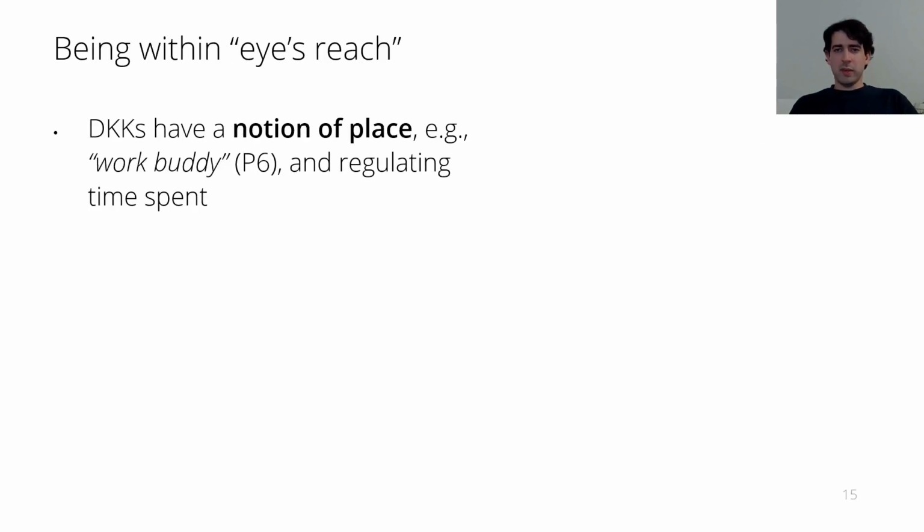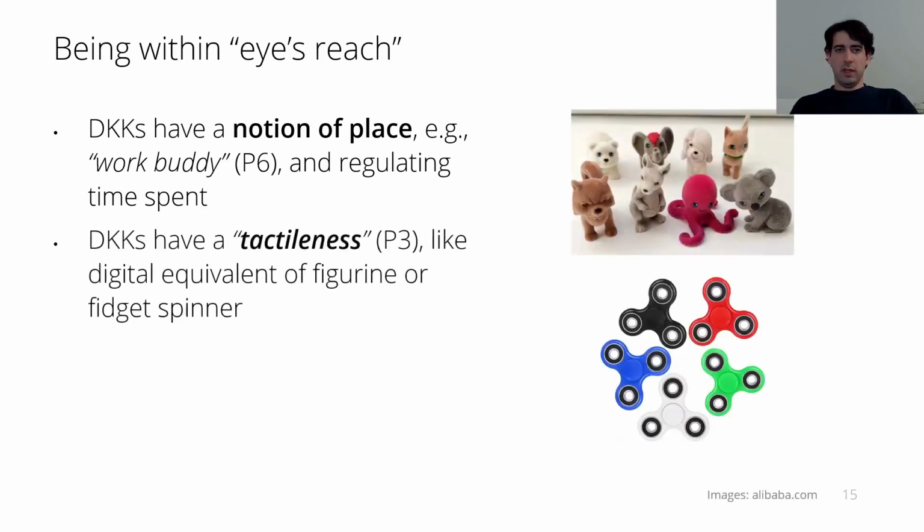Another theme is being within eye's reach. This refers to how digital knick-knacks are right there to be looked at and interacted with. Unlike conventional digital possessions, digital knick-knacks have a notion of place, and participants associated their digital knick-knacks with particular locations, like their office space. Digital knick-knacks also have a tactileness that participants compared to physical possessions, like figurines or fidget spinners.